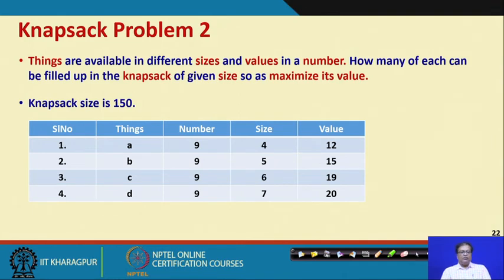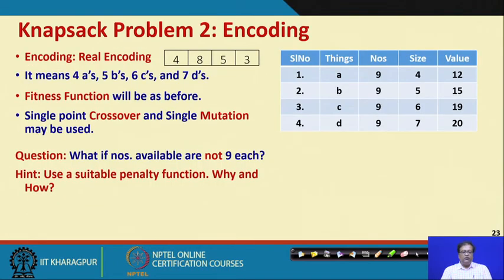Let us take another problem, which is not a 0-1 problem. There are things A, B, C, D, in different numbers, and the knapsack size is 150, the values and sizes are there. Here how do we go about it? One thing you understand is that since it is not a 0-1 programming problem, the binary encoding is not going to work. So, we have to do real encoding. How is real encoding done?